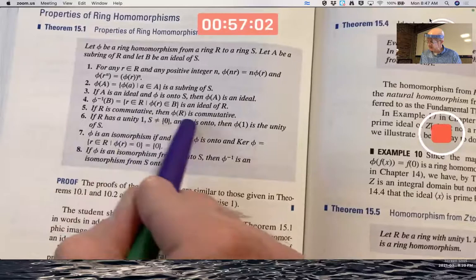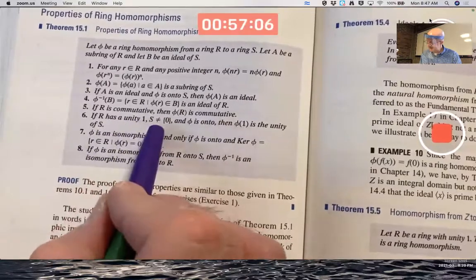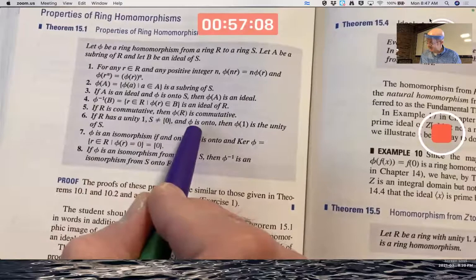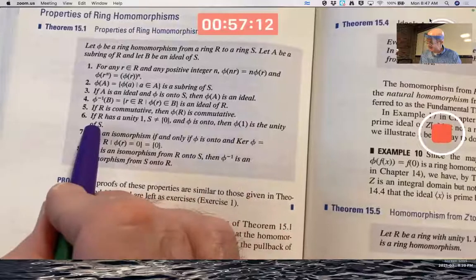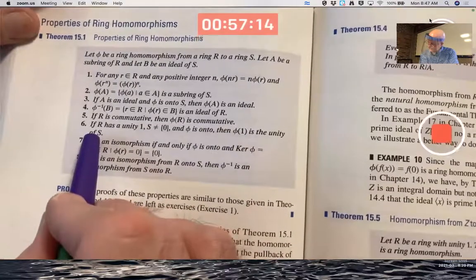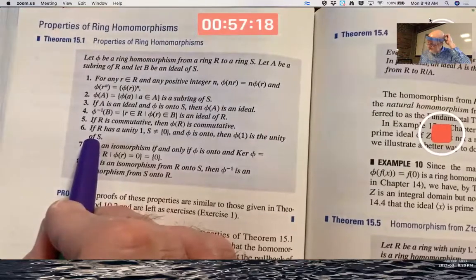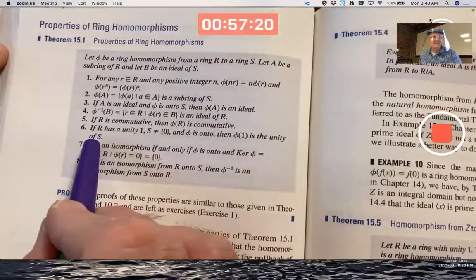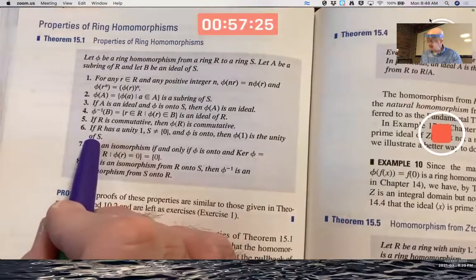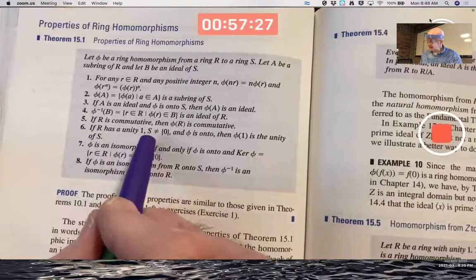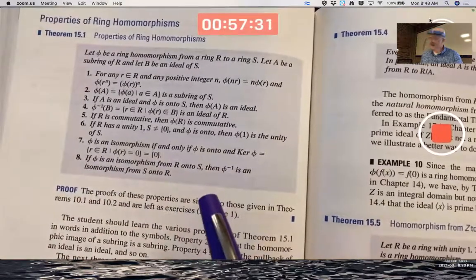If R is commutative, its direct image is commutative. If R has unity, and if S is not trivial, and phi is onto, then its image is the unity of S. Which would evidently imply, in such a situation, that S has a unity. As long as S is non-trivial and phi is onto, and R has a unity, S must have a unity. And it must be phi of 1.